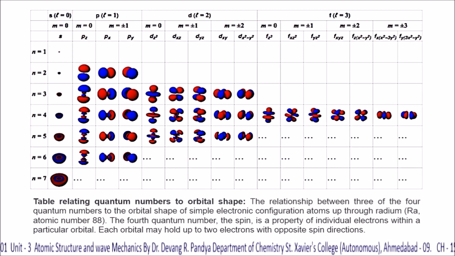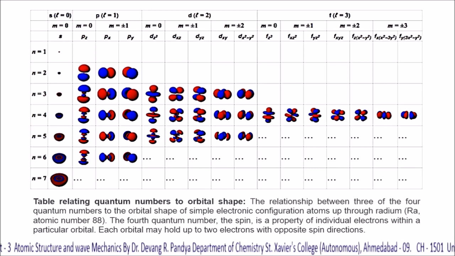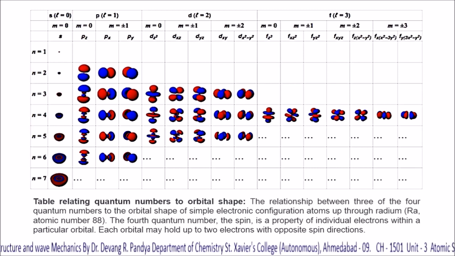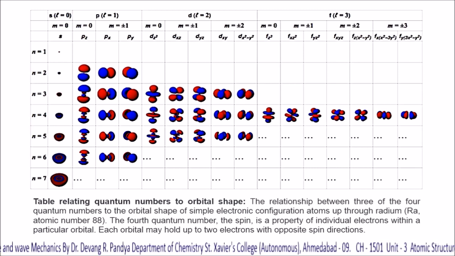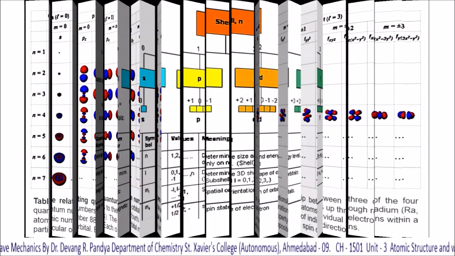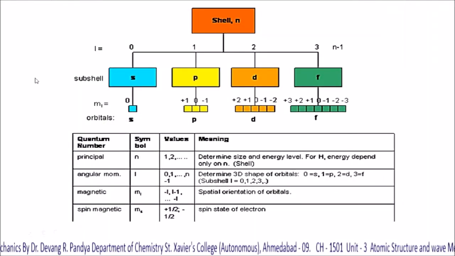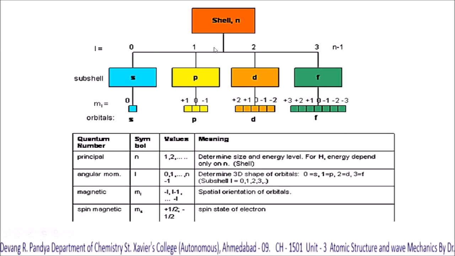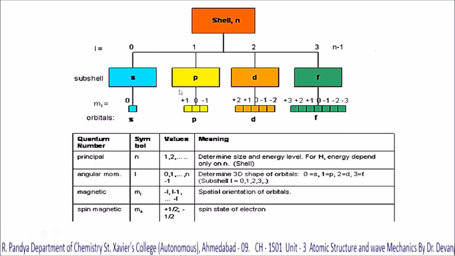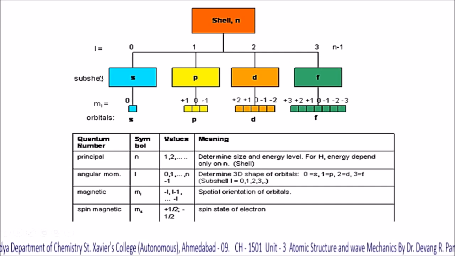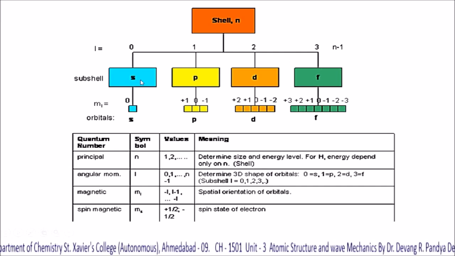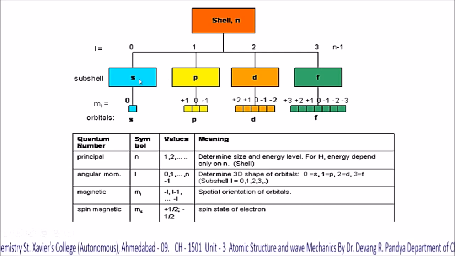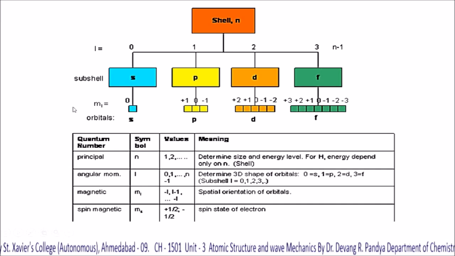The fourth quantum number, the spin, is a property of individual electrons within a particular orbital, and each orbital may hold up to 2 electrons with opposite spin direction. Now here also you can see shell n has different l values 0, 1, 2, 3 and so on up to n minus 1, and we have subshells. That subshell will be s orbital, p orbital, d and f, and as far as s is concerned, m_l value would be 0.